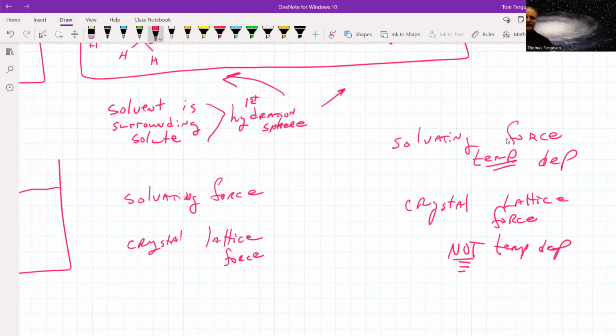Now, what I'd like to get into now is, you need to understand big time this process of something dissolving. We're talking about liquid solutions now. Make sure you can describe it with diagrams, what's going on. You need to be comfortable with these two forces. Also knowing that the solvating force is temperature dependent.